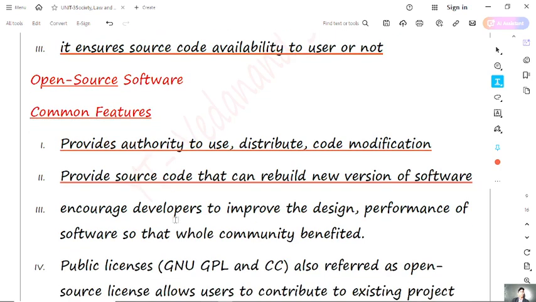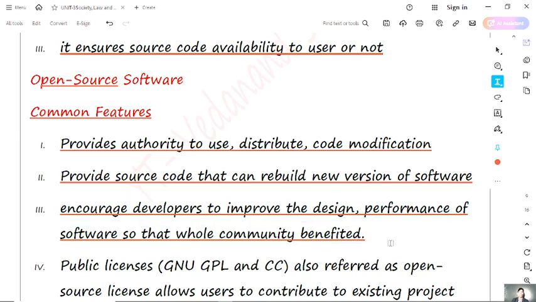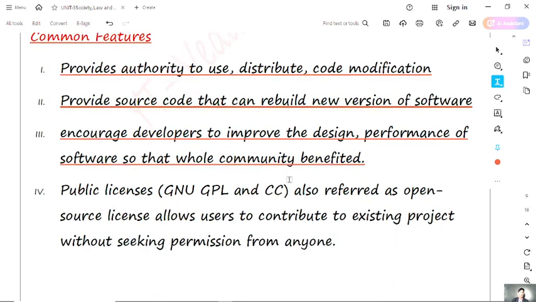Means they would also provide you the source code, and you can make changes and use it for your own purpose. That is the common feature of open source. In open source generally you are free to use it. Okay, but there are some limitations also. Now they encourage developers to improve the design and performance of the software so the whole community will benefit. Means you can edit that code and be beneficial to the community.